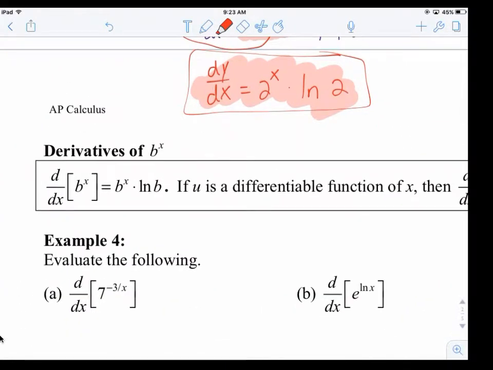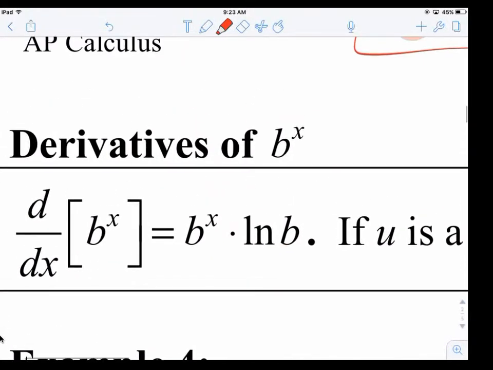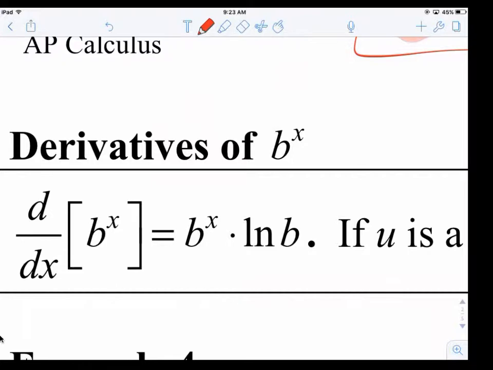All right, so the derivative of any exponential is that exponential times the ln of its base. So if I have 5 to the x, that 5 to the x's derivative would be what?